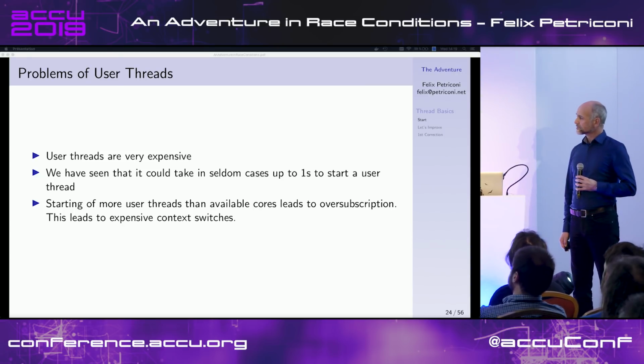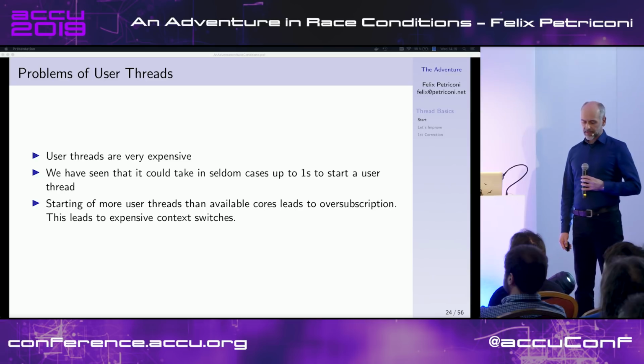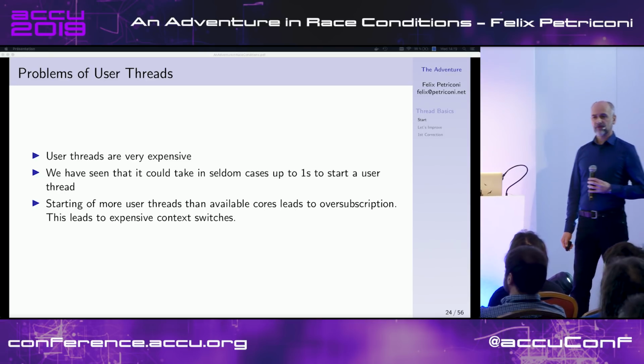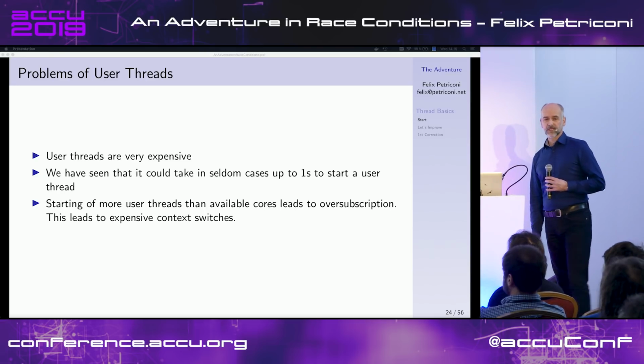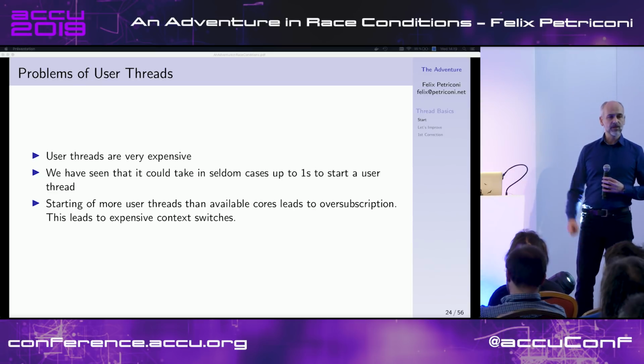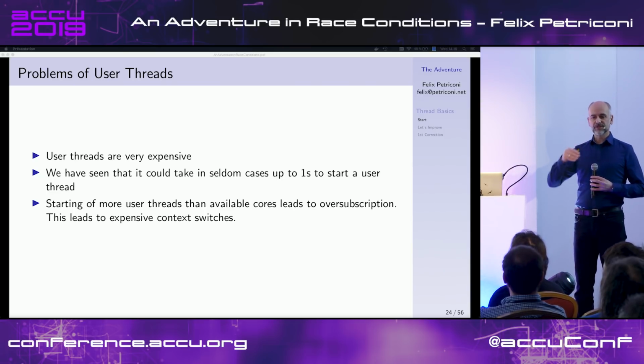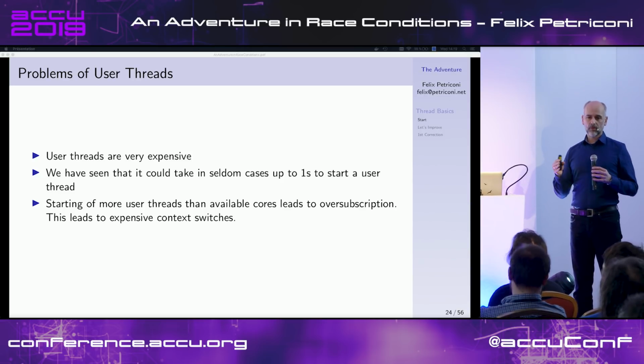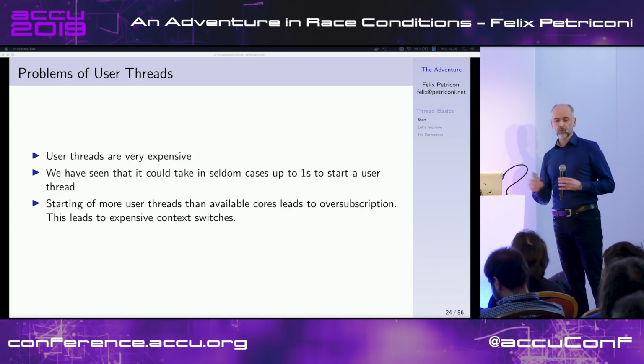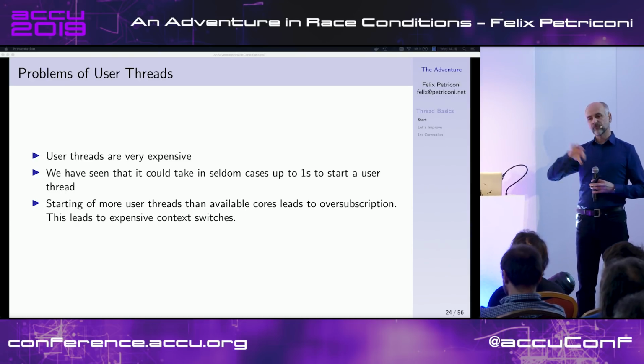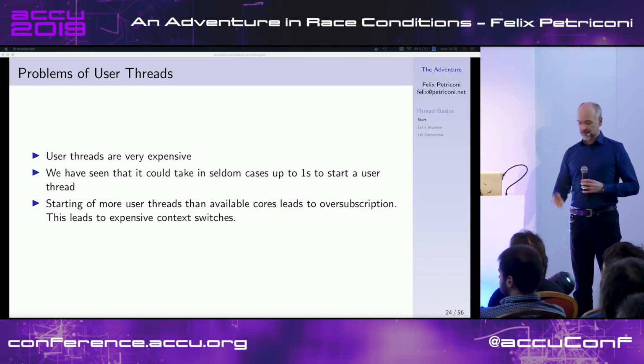Another problem is if you start more user threads than you have cores, then you start doing oversubscription. Then handling all the different threads slows you down, because on each context change, the CPU has to store a lot of information so that it can later continue the thread.